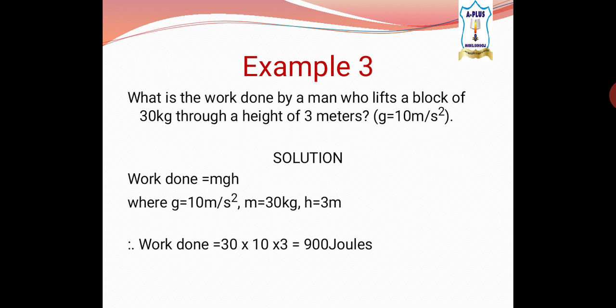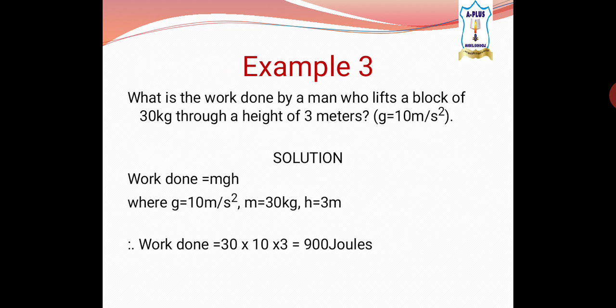What is the work done by a man who lifts a block of 30 kg through a height of 3 meters? And we're given acceleration due to gravity, g, as 10 meters per second square. Now let's list the parameters that we were given. Work done is force times distance, and our F is mg, so work done is equal to mgh. We are given g, 10 meters per second square, our mass, which is 30 kg, and our height, which is 3 meters.